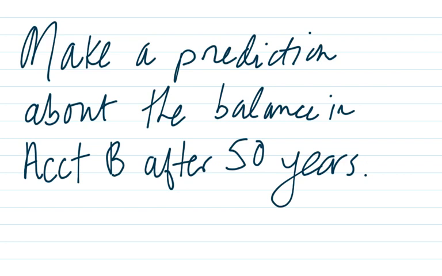It's a prediction, so it's okay if we end up not being right. No one's going to see it because we're not meeting in class. So go ahead and write down your prediction. Now, we're going to figure out in the next part how we can actually calculate the exact amount for account B in 50 years.